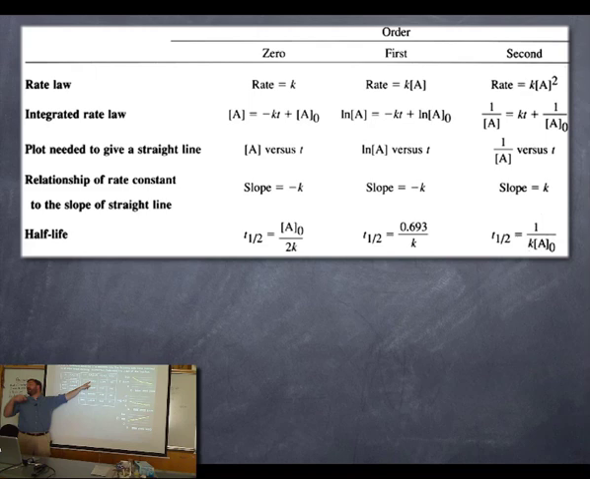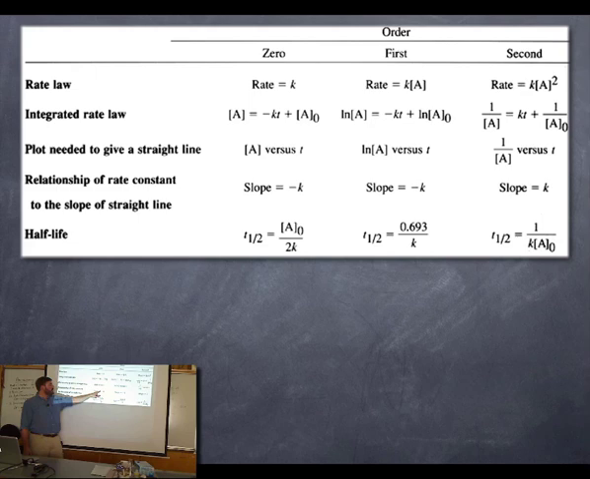All right, so here's a summary. Zero order, and we only look at one reactant at a time in most of this stuff. So zero order, rate is equal to a constant value. Integrated rate law is concentration versus time gives you a straight line. The slope is equal to negative k.